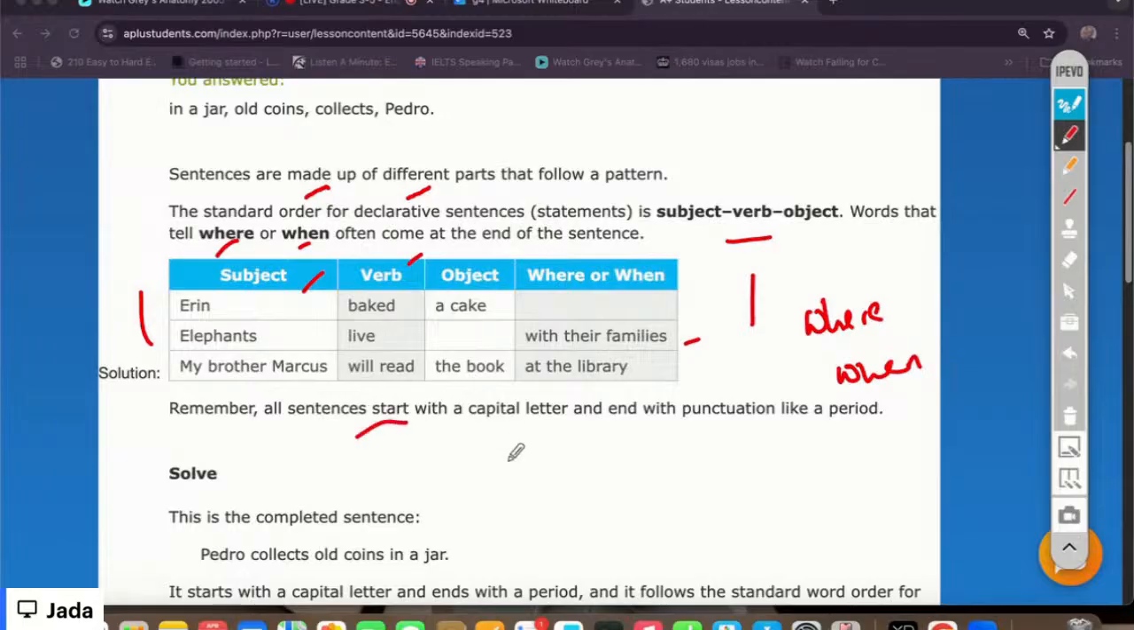So remember, all sentences start with a capital letter and end with punctuation like a period.